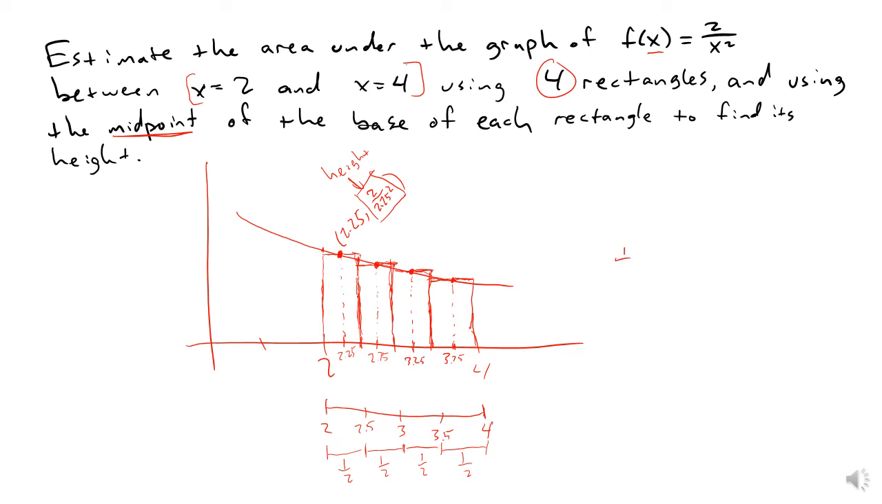Since each one of those bases is 1/2, I can just factor this out. I'm going to write 1/2 and then times the sum of the heights of my rectangles. I just factored out the base because it's the same in all 4 rectangles. The base for each one of my rectangles was 1/2. All right, so my first height was 2 over 2.25 squared. My second rectangle is what I get when I plug 2.75 into my function, so that'd be 2 over 2.75 squared.